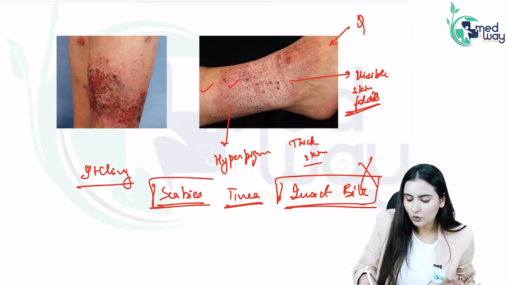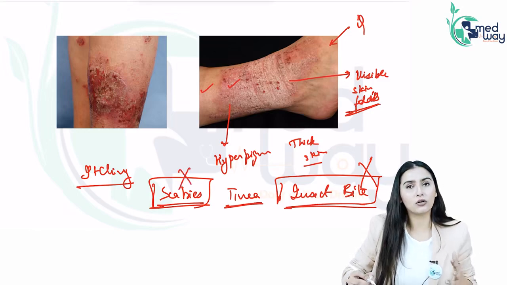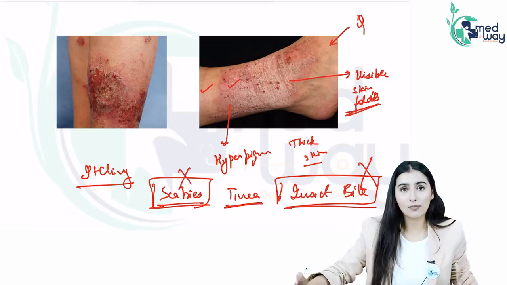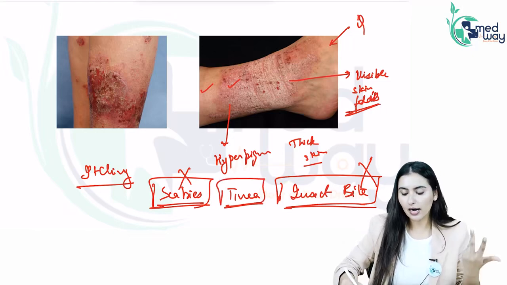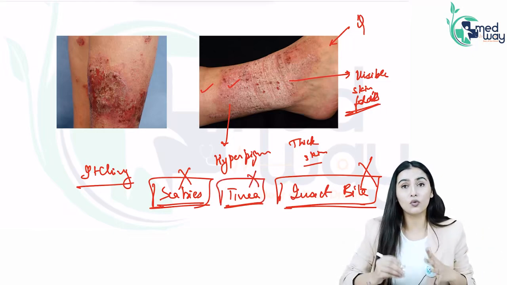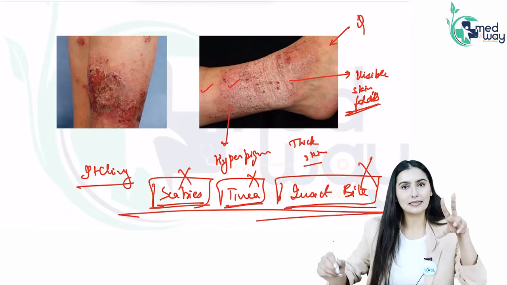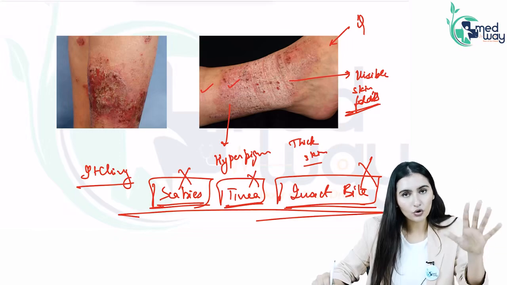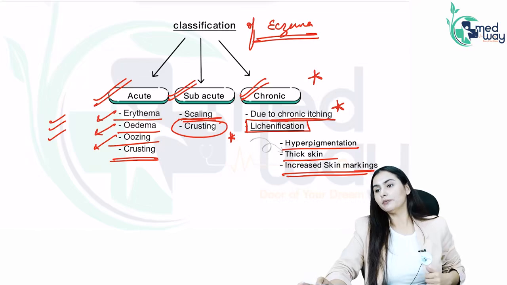If there is scabies and you have taken a treatment for scabies, lichenification is not going to be there because you are not itching for a very, very long amount of time. If there is tinea, which is a fungal infection that again you have taken treatment for, there's going to be no lichenification. So just remember that diseases that are short-lived will not show lichenification. I hope you're understanding this. This is a very important question.